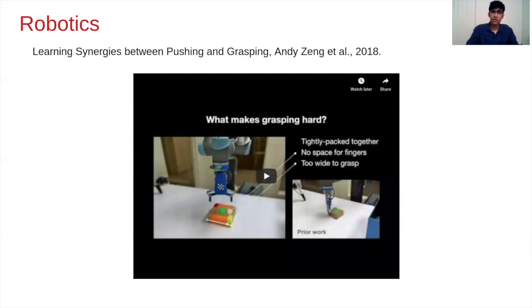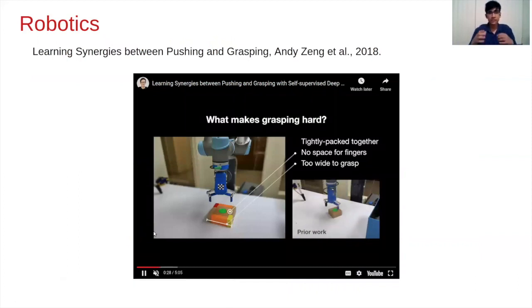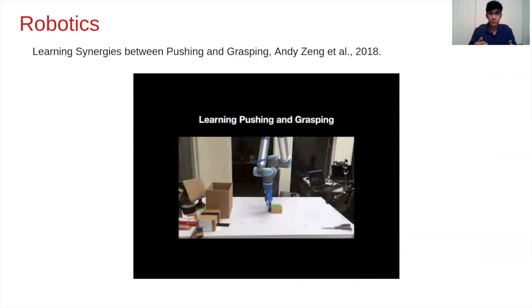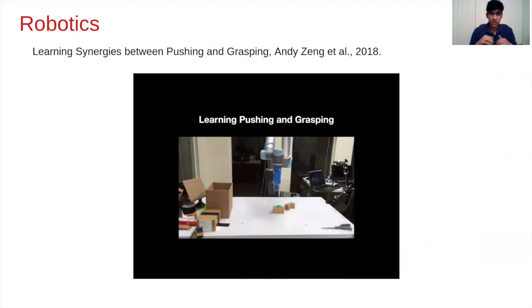And reinforcement learning can be applied to robotics. Here is an example. If things are stacked up together and you want to pick them up, it might be hard because the gripper is too small to pick things up. In this approach, the authors come up with a technique in which they can push things aside first, so that after that they can pick it up and throw it away. And this was trained with reinforcement learning.